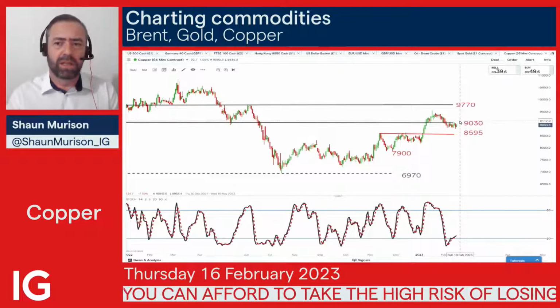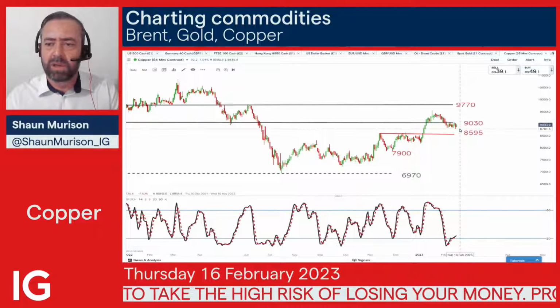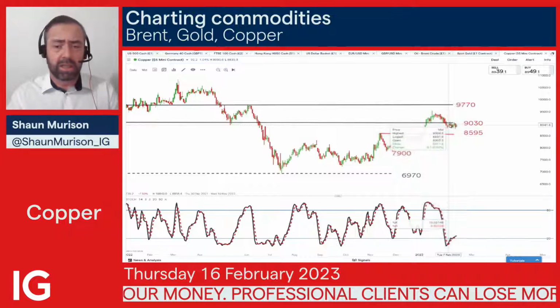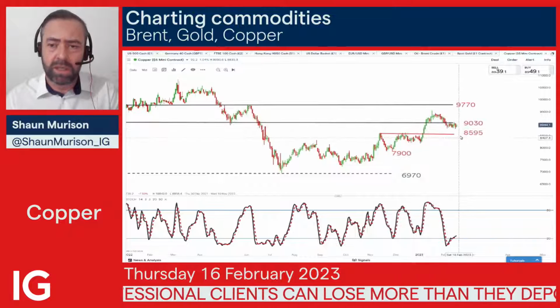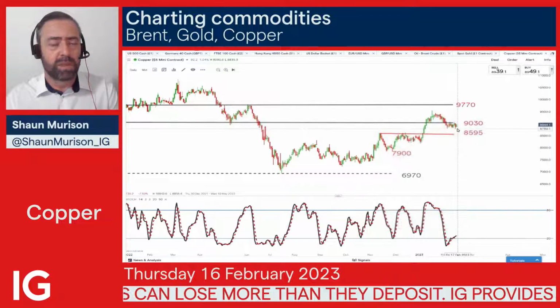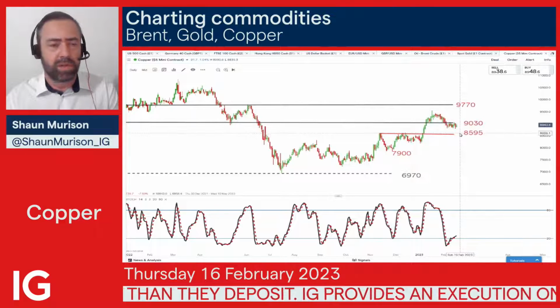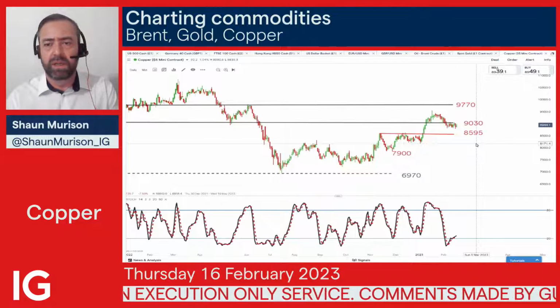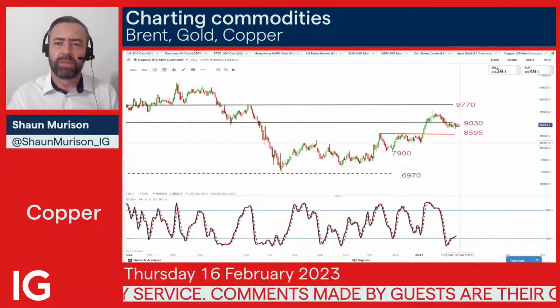So if we do get that upside breakout, then we'd look at having a stop loss somewhere below this low at about 8,780. If we could instead get a downside breakout, we wouldn't be looking at shorting either. We'd wait to hopefully see some type of bullish reversal at one of our lower levels of support. The initial one being $8,595 per metric ton.